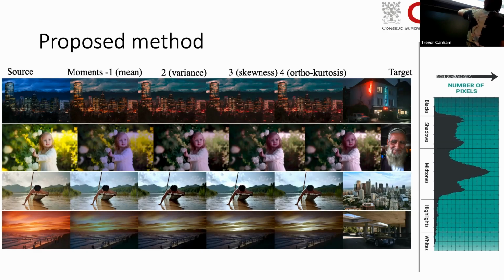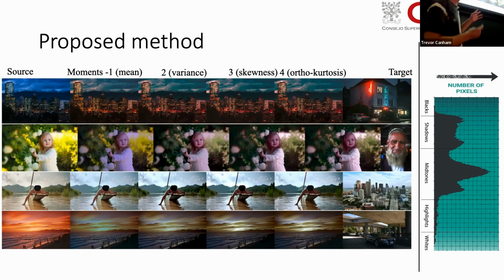A good example probably are these two rows on the bottom. You can see from this image to this image, we start to get more contrast in the sky, which matches the contrast elements of the target image. But there are further moments which are also useful, although the effect of working with them is more subtle.